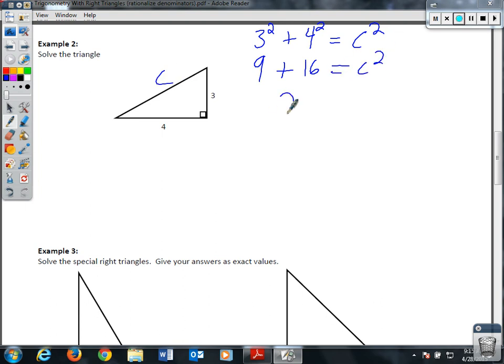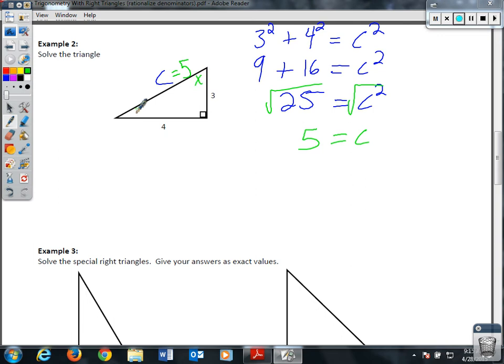So 9 plus 16 is 25. That's equal to C squared. Then we just take the square root of both sides, and we get C equals 5. So this is a Pythagorean triple, meaning that if we plug 3, 4, and 5 into the Pythagorean theorem, we get this nice answer that works out very nicely. No decimals, nothing like that. All right, we found the third side length, so let's just find the 2 missing angles.